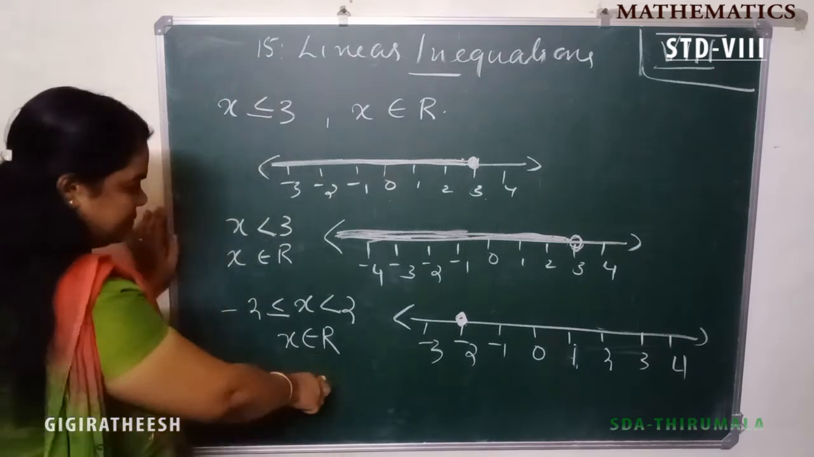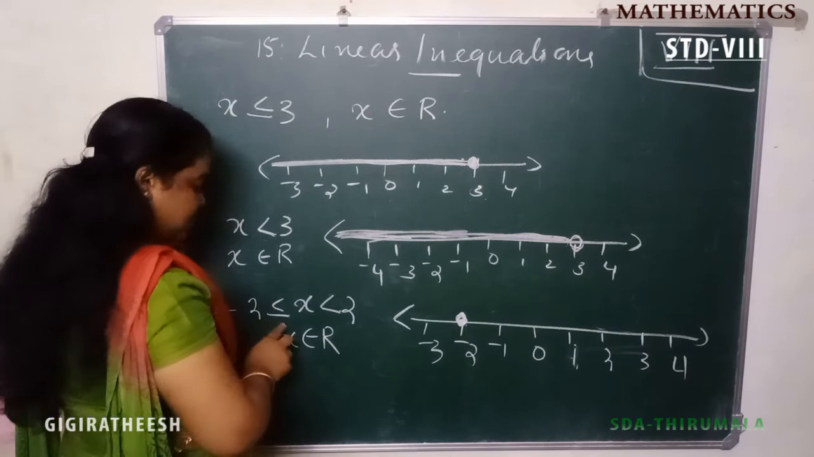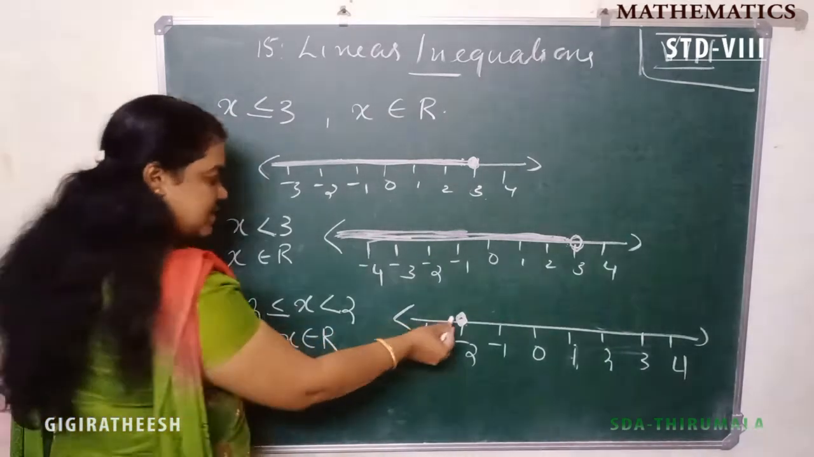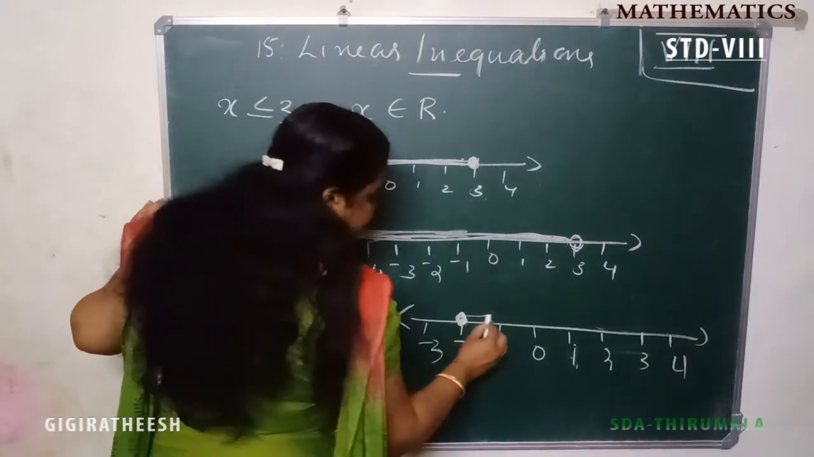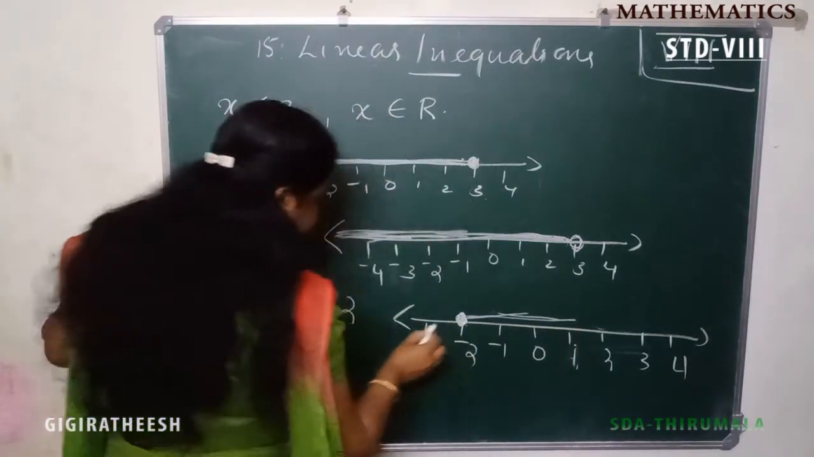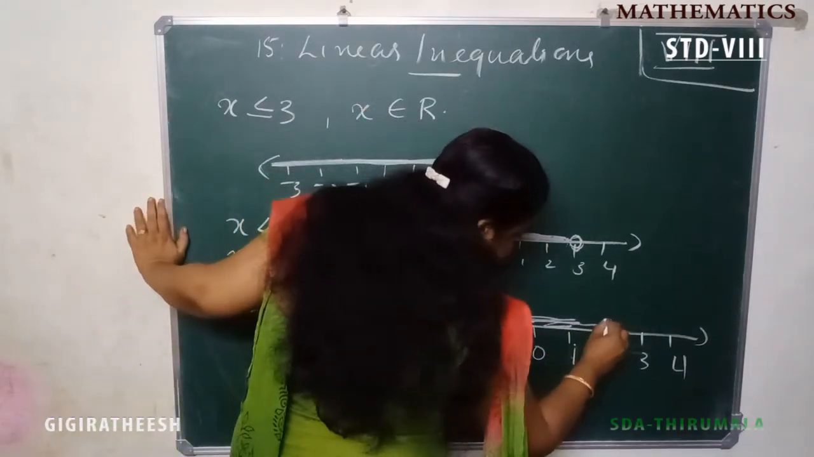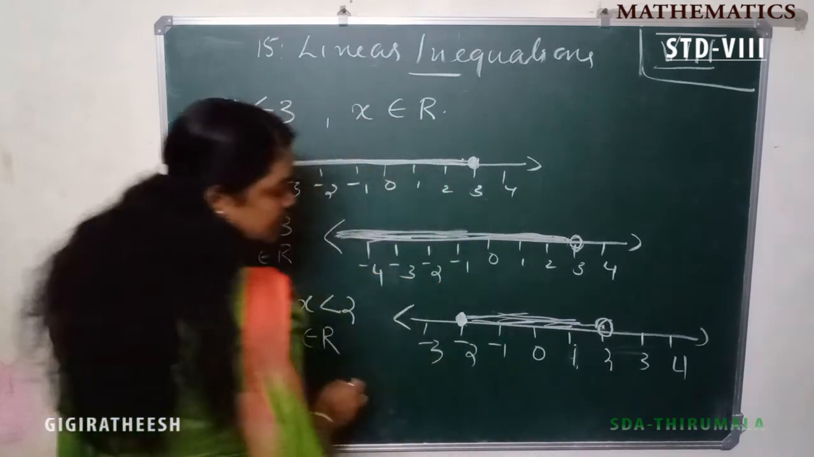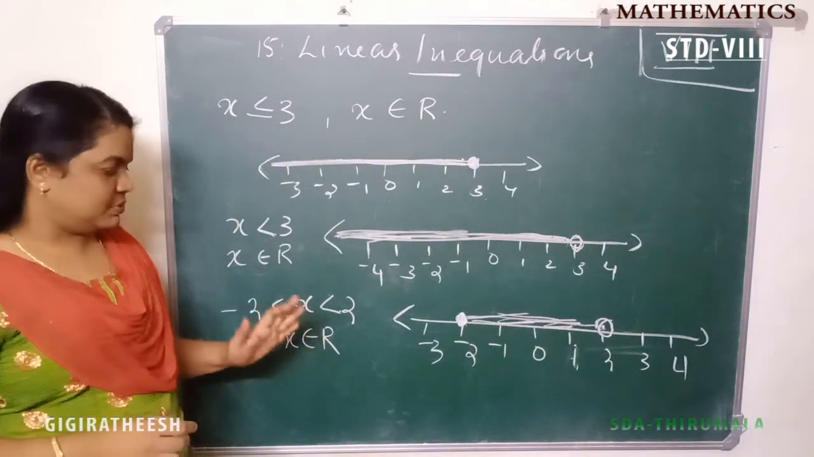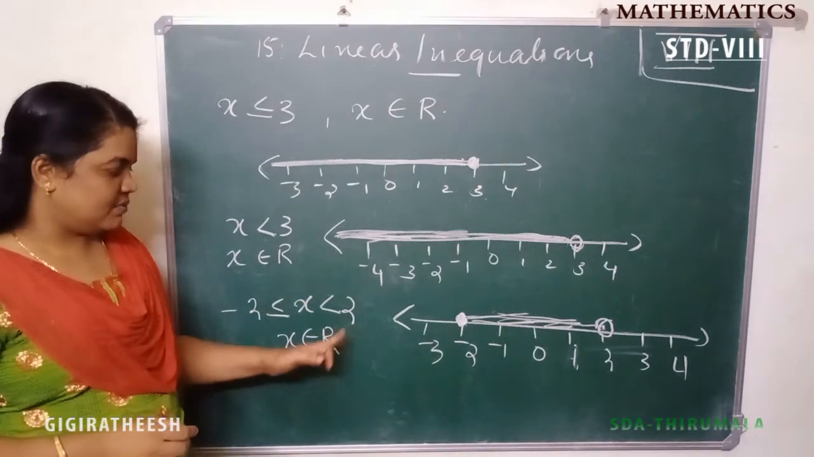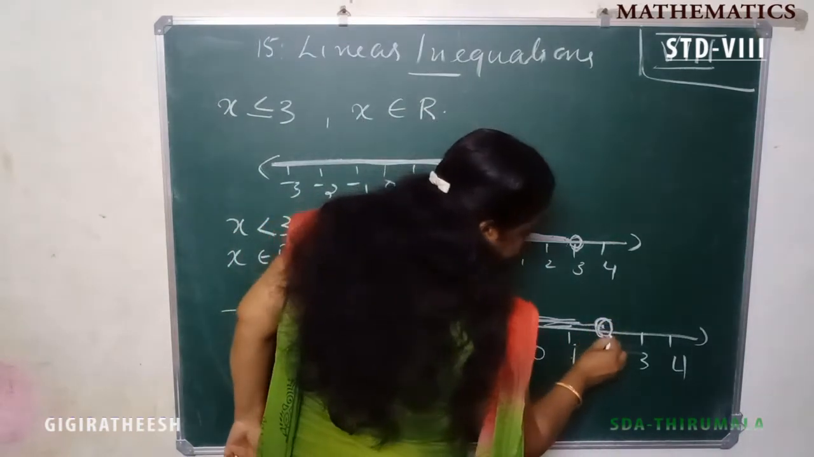x element of real numbers: first, x is less than or equal to minus 2, that means darkening, including minus 2. After that it is ending at greater than 2. Greater than 2 means not darkening the bubble, that is only up to 2, not 2 itself. Up to 2 is less than 2, that's why we are not bubbling.